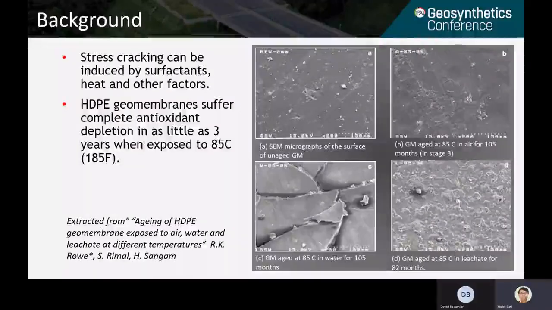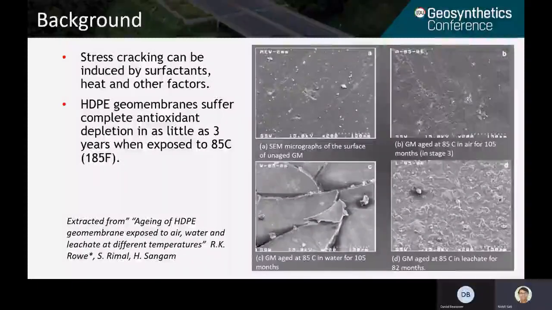So now looking at what are some of the factors that can induce stress cracking? Stress cracking can definitely happen at tensile stresses that are lower than its mechanical properties, but it can also be induced by surfactants, by elevated temperatures, and some of the other factors include welding, overheating during welding, and, as I said, the amount of stress. Now, there are some studies out there that have looked at heat and similar factors that can induce stress cracking and create issues for geomembranes.